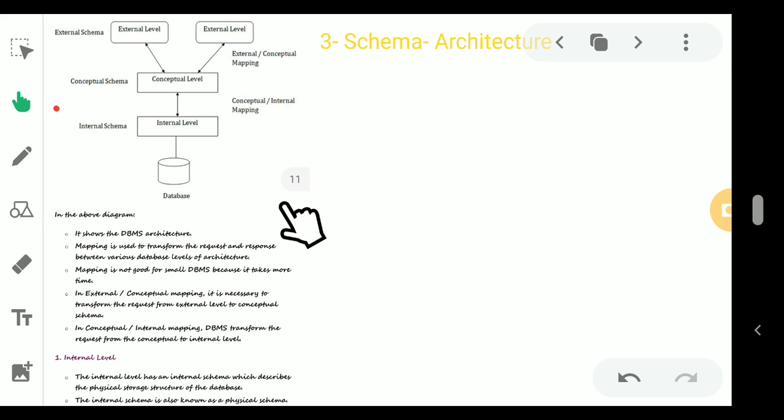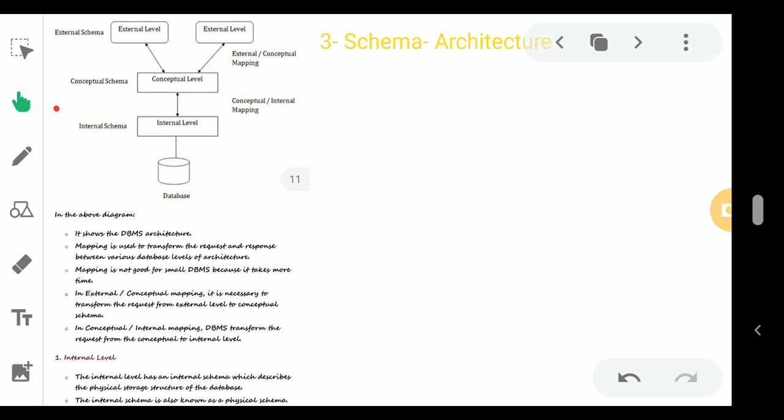So in the diagram we will have to explain all those levels at a time. First we will discuss those schemas first. So in this DBMS architecture, mapping is used to transform the request and the response between the various database levels. What is mapping? There is one-to-one mapping, many-to-many, many-to-one, one-to-many.